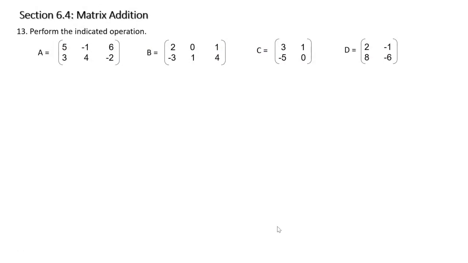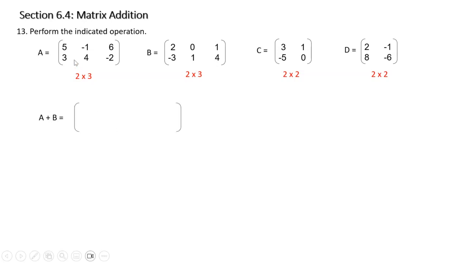Now, this is perform the indicated operation, right? So this is a 2x3 matrix, a 2x3. I believe I did some of these last week. 2x2, and this is a 2x2. So in order to add and subtract matrices, the matrices must be the same size. If we notice, matrix A is 2x3 and matrix B is 2x3, so we can execute the addition, right?